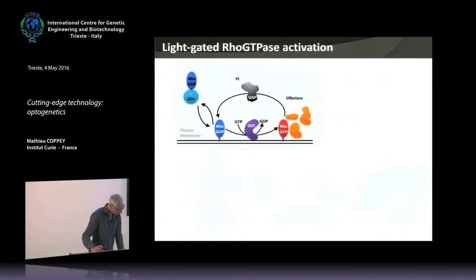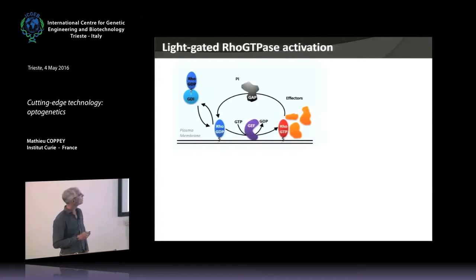And now I will speak a bit more about what we do ourselves, which is in the same spirit, trying to do quantitative measurement of input-output relationships in signal transduction. And we work mainly with Rho GTPases. So I talked already a lot about it, but to give you more detail, the way Rho GTPases work is that they shuttle from the cytoplasm to the plasma membrane. And when they are on the plasma membrane, they are activated by GEFs, guanine exchange factors, which do the exchange between GTP and GDP.